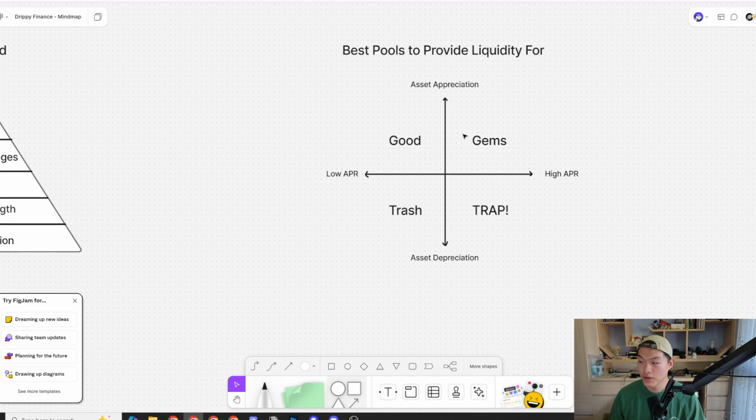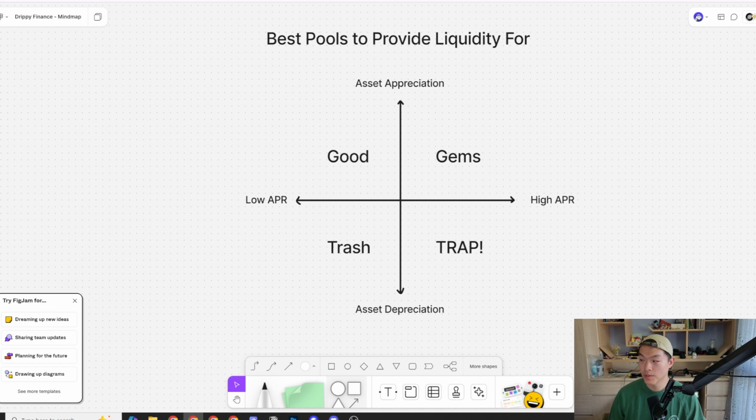If you guys look at this best pool to provide liquidity for diagram that I've made, asset selection is important because you want to bet on assets that are likely to appreciate over time rather than an asset that is bleeding out over time. And the APR, in my opinion, is basically secondary because if the assets you're providing liquidity for appreciate in value over time, you're still going to be at a profit and you don't have to worry about the fees covering that depreciation.